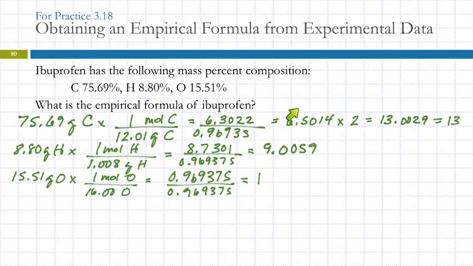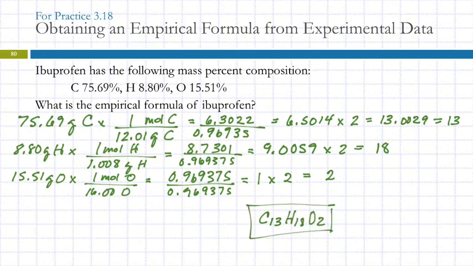I had a ratio going here of 6.5 to 9 to 1. That's not the same as 13 to 9 to 1. If I multiply this one by 2, I have to multiply all of them by 2. So this one times 2 is going to give me 18. And this one times 2 is going to give me 2. This is the lowest whole number ratio. 13 to 18 to 2 cannot be simplified in whole numbers. So 13 is the subscript for carbon, 18 is the subscript for hydrogen, and 2 is the subscript for oxygen. And that's the empirical formula. Any questions?